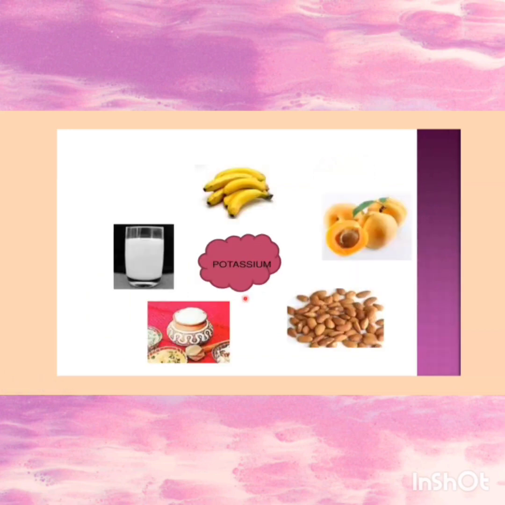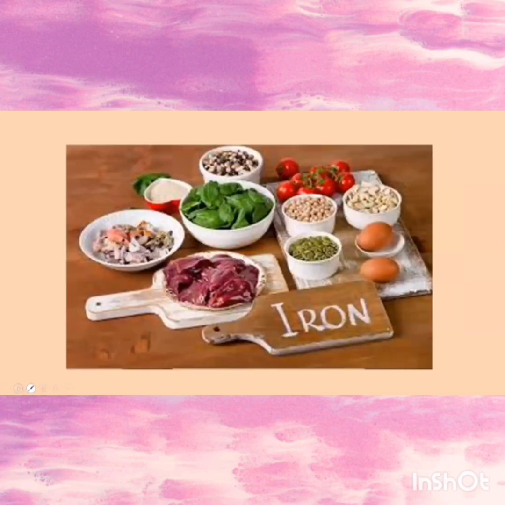Potassium, banana, avocado, almond, butter, and milk are the good source of potassium. Next, iron. Iron is also very important for our body, and you can see the picture of liver, red meat, green leafy vegetables like spinach and broccoli, cereals, pulses. These are the important sources of iron.